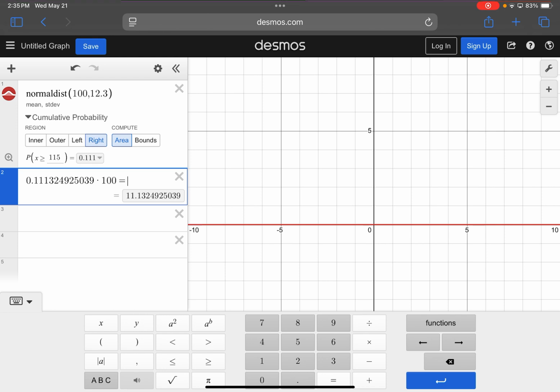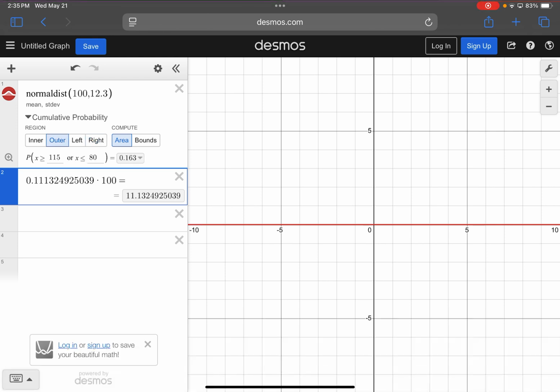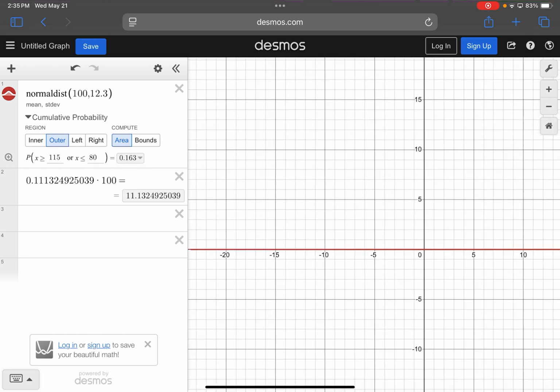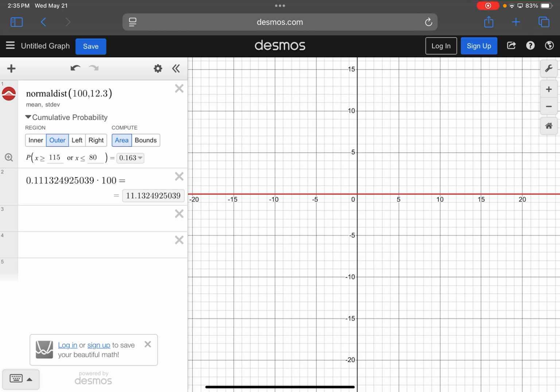Now, the nice thing about Desmos is I can do outers, meaning I could do stuff that is greater than 115 and less than 80. And so if you want that, it's only about 16%. You could do a left tail. So this would be how many scored lower than a certain amount.